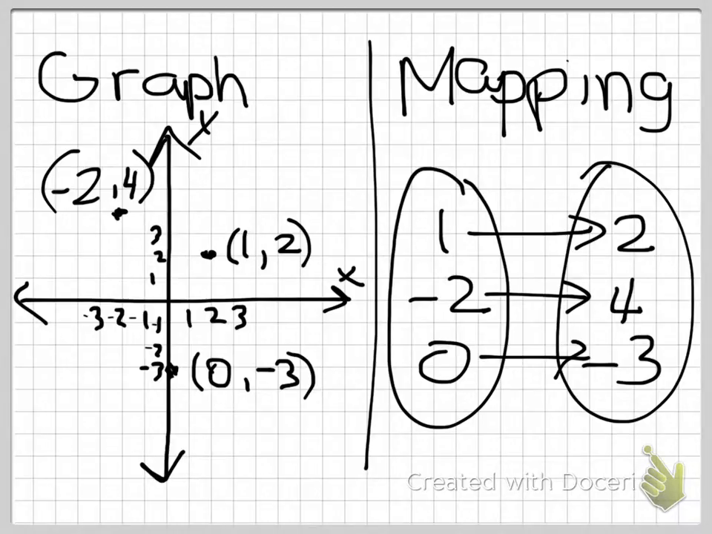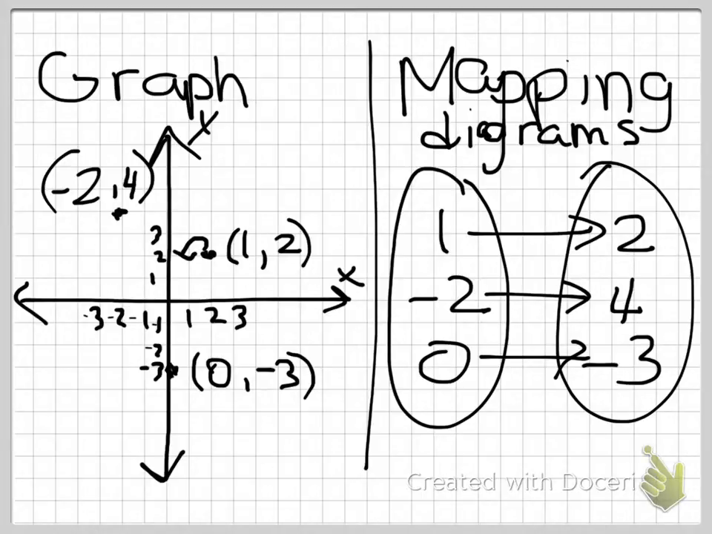We can also represent the relations as graphs and as mapping. I like to say these are called mapping diagrams, but they're also technically just called mapping. So if you were to graph the ordered pairs, like I was explaining before, you would go to where the x-coordinate is, and this ordered pair is actually a little bit off. It should be here, okay? But you would go towards the x-coordinate.